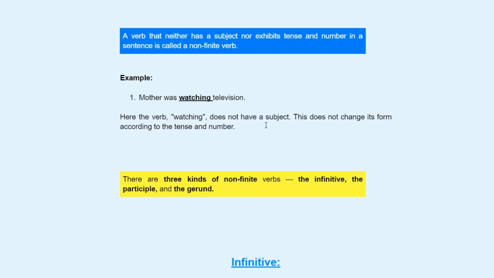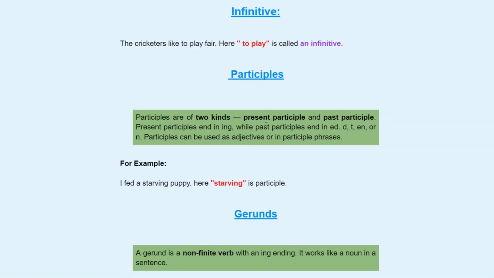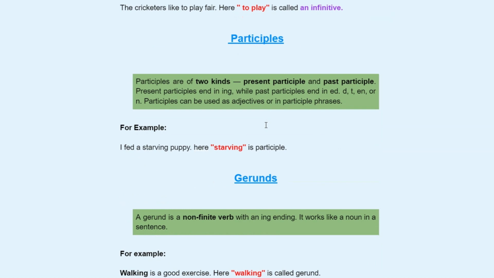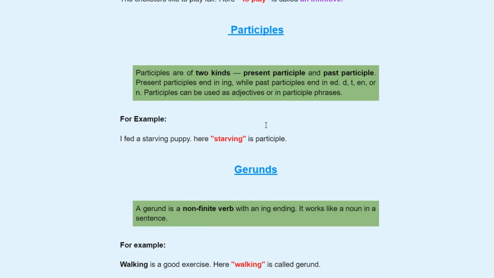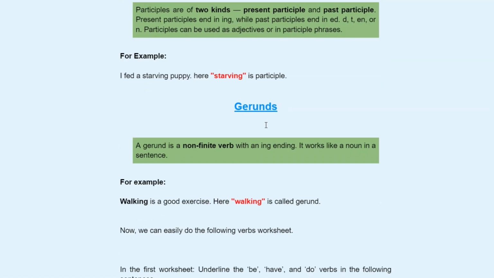There are three kinds of non-finite verbs: the infinitive, the participle, and the gerund. Infinitive: the cricketers like to play fair. Here to play is called an infinitive. Participles. Participles are of two kinds: present participle and past participle. Present participles end in ing, while past participles end in ed, t, n or en. Participles can be used as adjectives or in participle phrases.